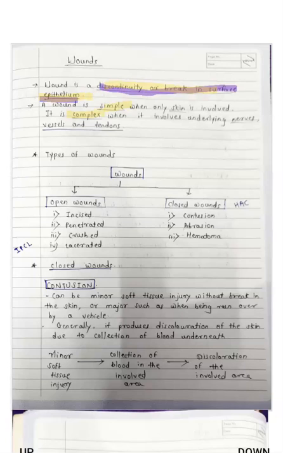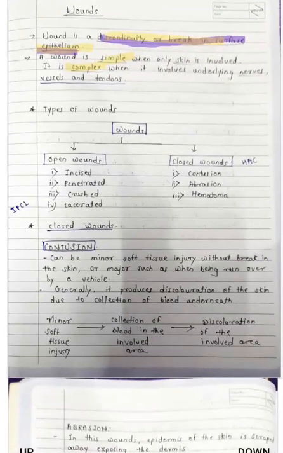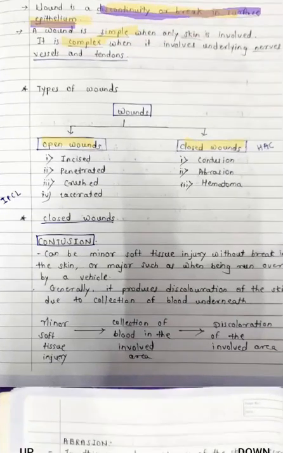Now, types of wounds. Wounds are classified into various types. They can be classified into open wounds and closed wounds. Also we can classify them into tidy wounds, untidy wounds, simple wounds and complex wounds. Now first we will discuss wounds as open and closed. Open wounds are further classified into incised, penetrated, crushed and lacerated.